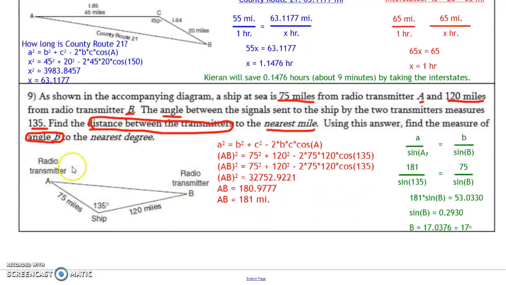And then question number 9, we use the law of cosines again to find 181. That's the distance between A and B. And we can use the law of sines to find the measure of the angle that is here at angle B. Keep in mind, we used 75 in our calculations because 75 is across from angle B. That's where the 75 comes from.